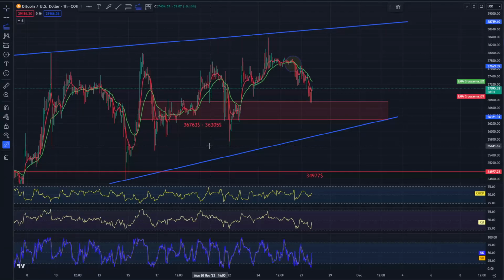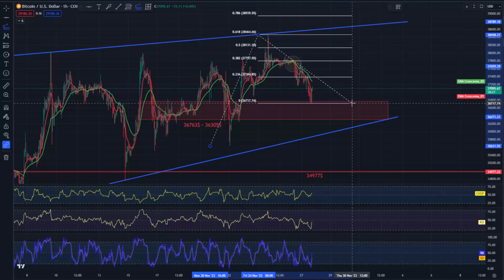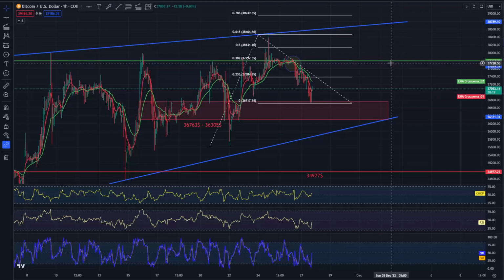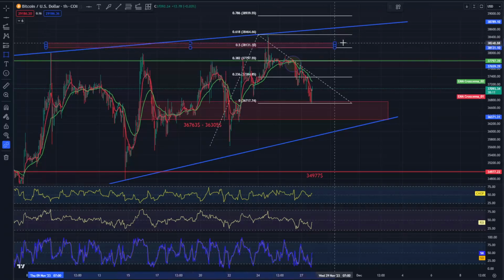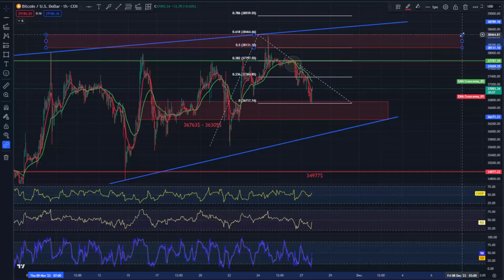Looking the other way, we can determine resistance locations in a similar way using the trend-based fib extension tool. First, we will mark a significant resistance level at $37,797. And then we need to define a strong resistance zone from $38,131 to $38,464.